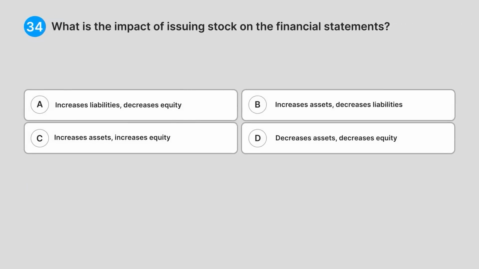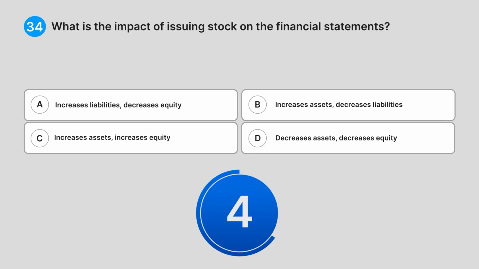34. What's the impact of issuing stock on the financial statements? A. Increases liabilities, decreases equity. B. Increases assets, decreases liabilities. C. Increases assets, increases equity. D. Decreases assets, decreases equity. Do you know the answer?